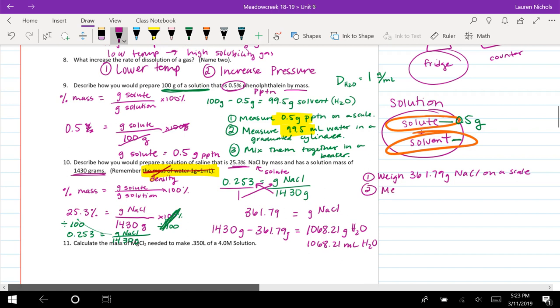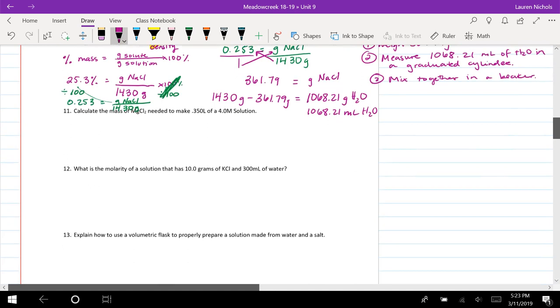So now we're going to measure 1,068.21 milliliters of water in a graduated cylinder. And step number three, mix together in a beaker. And we have a solution made. So that's wonderful. So let's take a look at number 11.